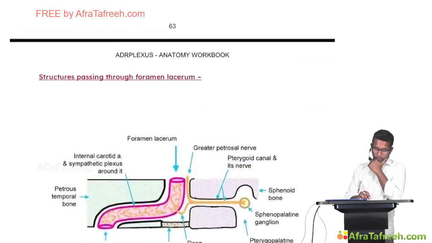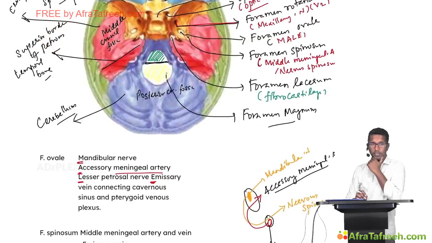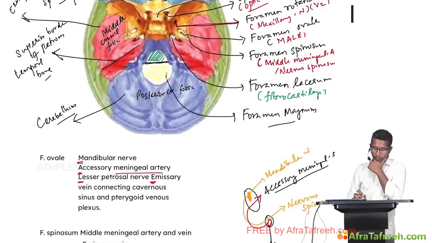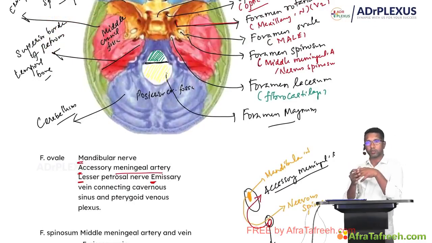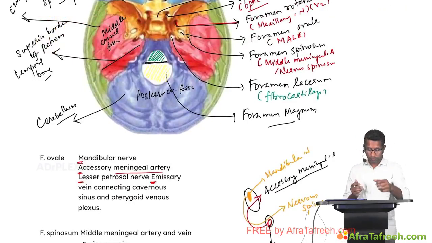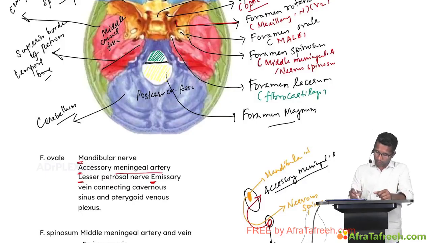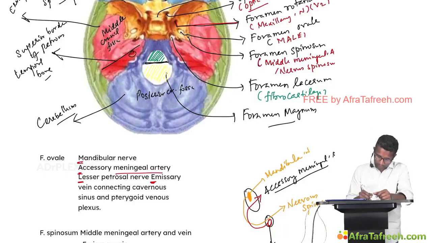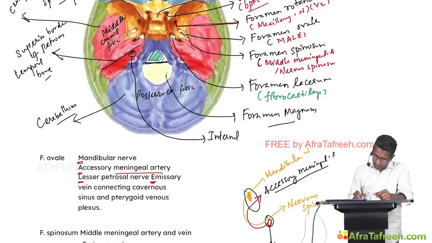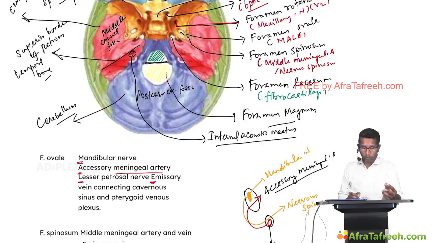So we'll just come to the next foramen in the posterior cranial fossa, which is lying just on the posterior aspect of the petrous temporal bone. The foramen you see here is called the internal acoustic meatus. This internal acoustic meatus transmits two important nerves.